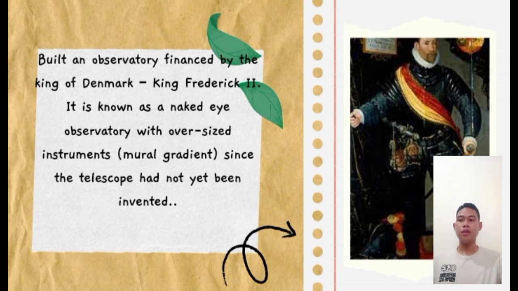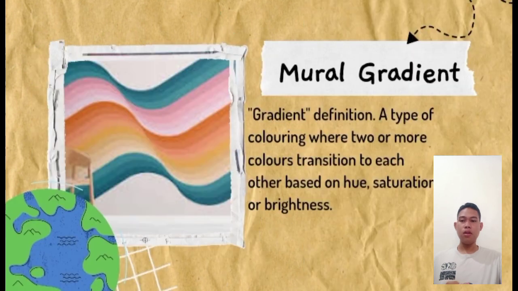He built an observatory financed by the King of Denmark, King Frederick II, which is shown in the picture. It is known as a naked eye observatory with oversized instruments, since at that time the telescope had not yet been invented. This is an example of such an instrument. A gradient is a type of coloring where two or more colors transition into each other based on their hue, saturation, or brightness.